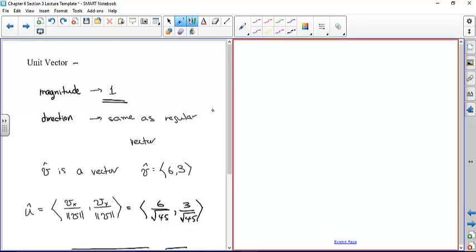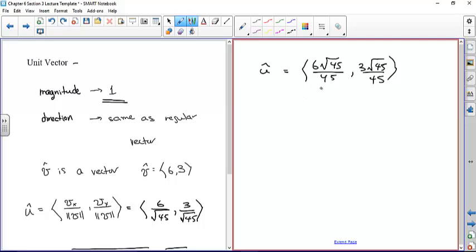Now, we probably want to rationalize by multiplying and dividing by the square root of 45, just like we've done before. So you'd have 6 times the square root of 45 over 45, and 3 square root of 45 over 45. And just to prove that this gives you a unit vector, if you want to find the magnitude of the unit vector, you do the same procedure.